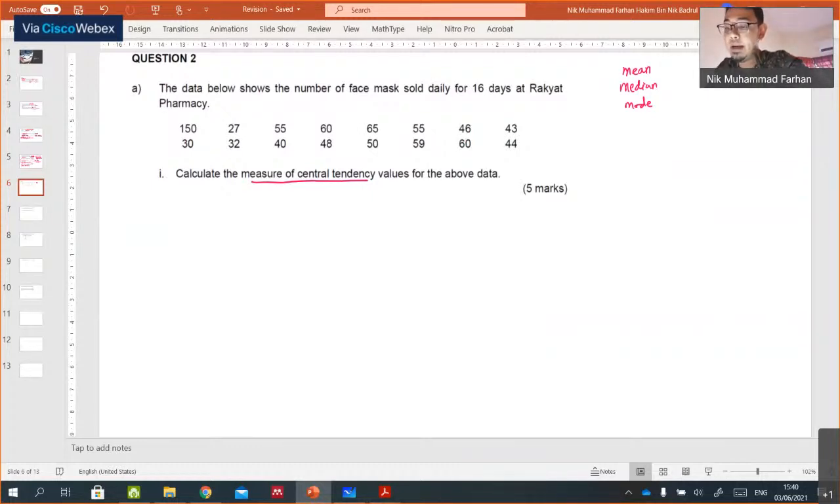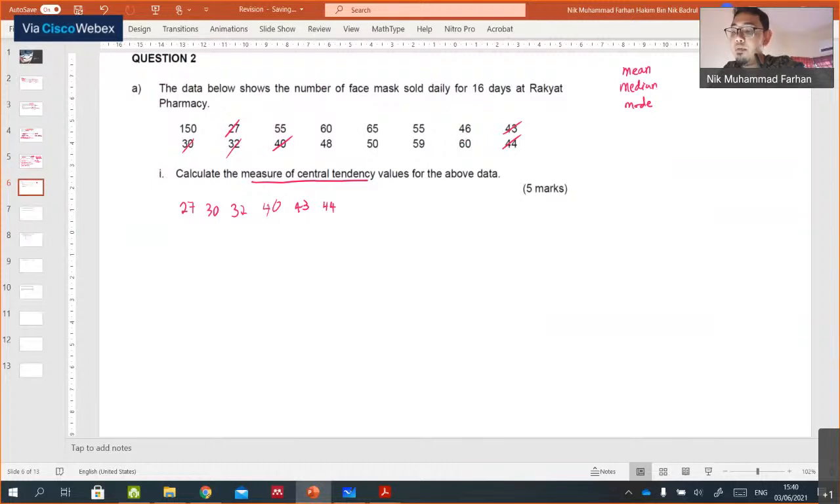So the smallest number in this case is 27. After that is 30. Alright. And then 32. Lepas 32. Okay. 40. Dah tanda, dah tulis tanda. 40. Lepas 40, 43. Kan? 43. Lepas 43, 44.